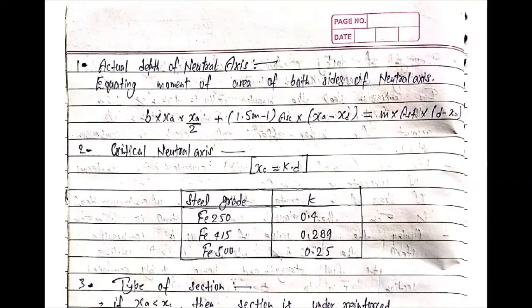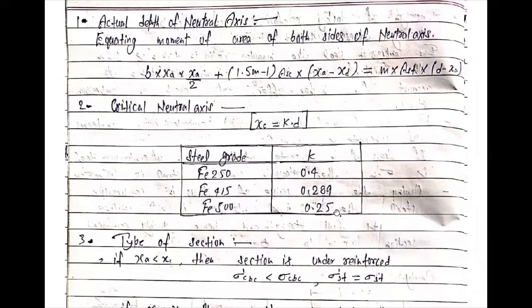Next is determination of critical neutral axis, which is again given by XC equals kd. Different values of k we can take from the IS code, or we can simply learn them for ease and speedy solution. Steel grade versus k values: for Fe250 it is 0.4, Fe415 it is 0.289, and for Fe500 it is 0.25.